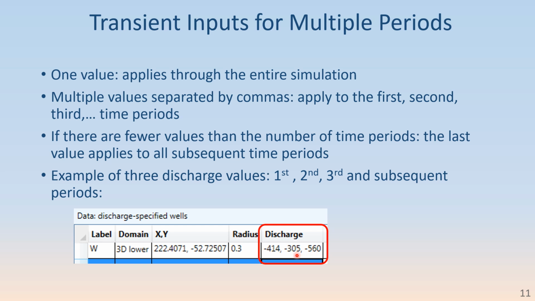So this could be the input for a simulation with 5 time periods. It's just that in the third, fourth, and fifth time periods, minus 560 would be the rate that applies.